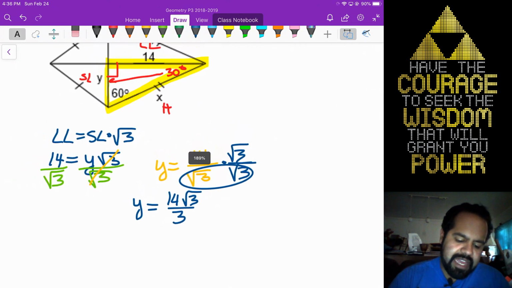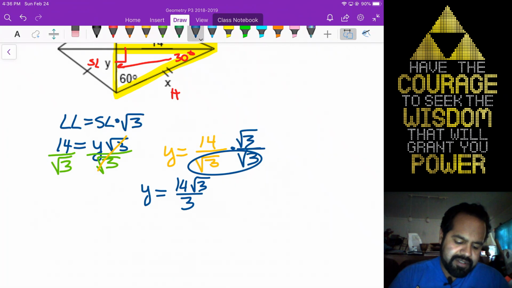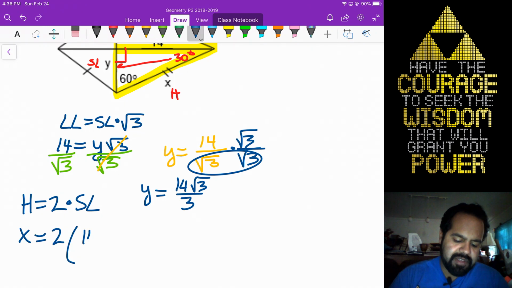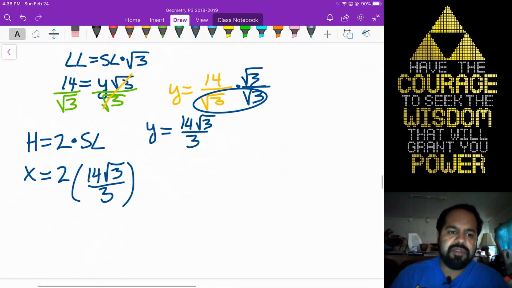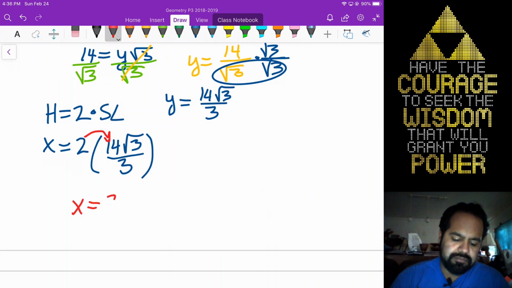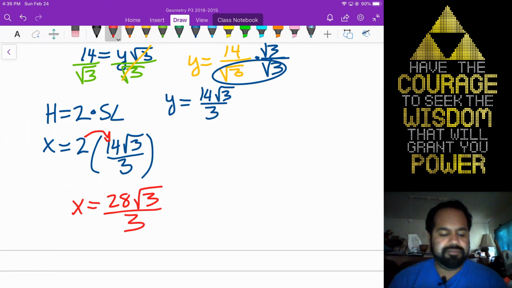Now for x, which is the hypotenuse, my hypotenuse is equal to 2 times the short leg. We literally just calculated the short leg, so let's go ahead and substitute that in. So x equals 2 times 14 rad 3 over 3. Now, if you remember, when you multiply a whole number with a fraction, you don't multiply the denominator, just the numerator. And specifically, we're going to do 2 times 14. And there you have it.